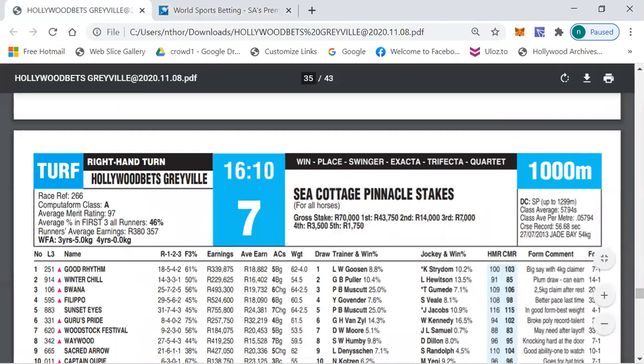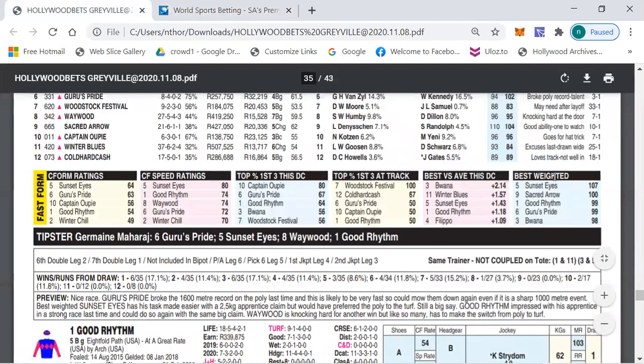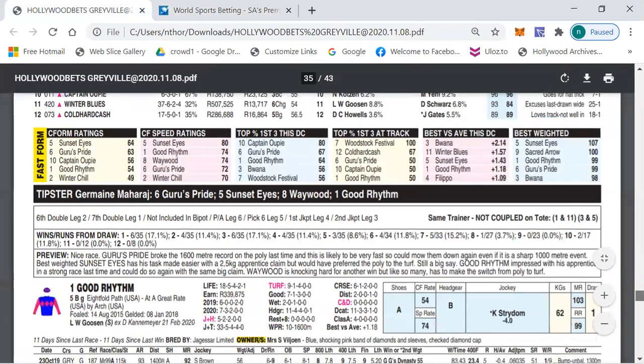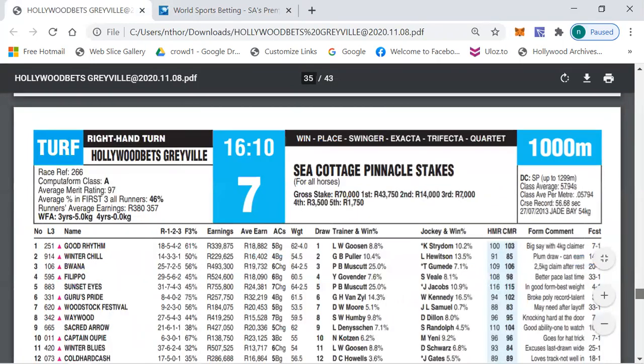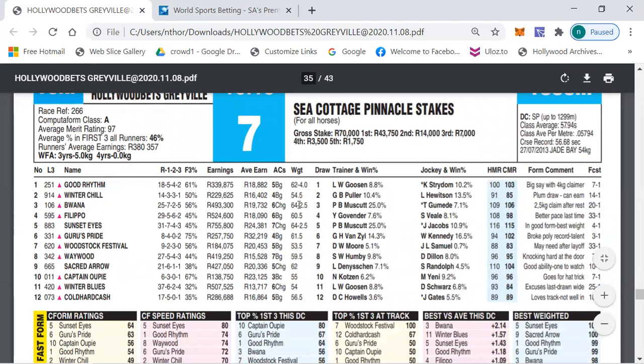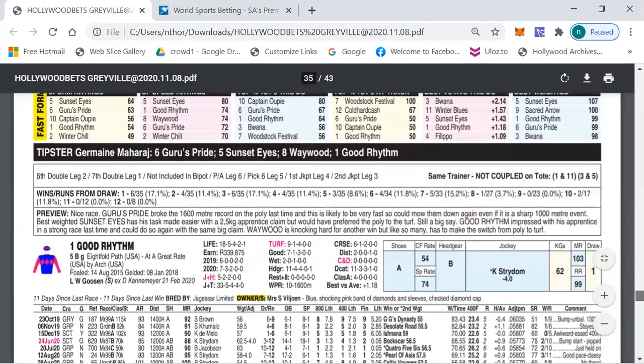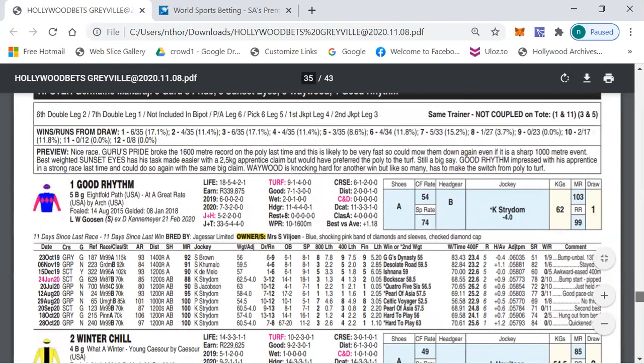In theory, this is a Pinnacle Stakes, so all you have to do is look at the best weighted column, and that should be the horses that fight out the finish. But unfortunately, in this race today, it's not that easy. A lot of the horses are carrying high weights, as you can see here today: 62, 64, 64, 61.5, 62. There are a lot of horses carrying huge weights, but some of them do get an apprentice. Good Rhythm has run a nice race, but in a little less company, and I think the 1,000 meters will be too short.